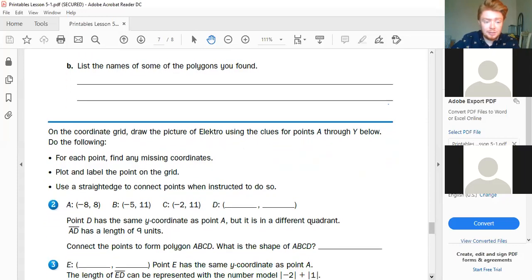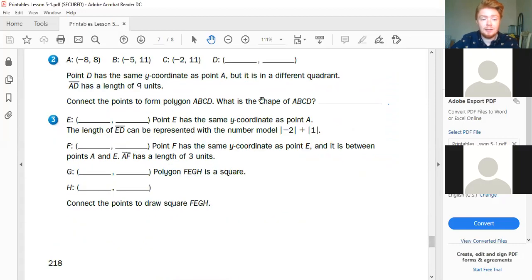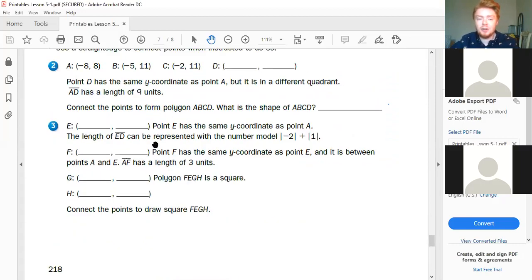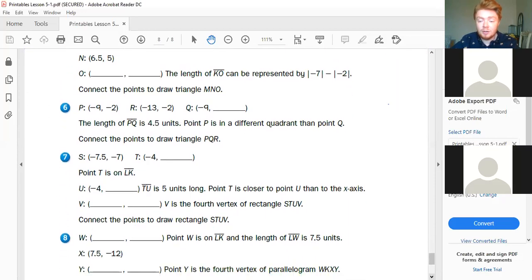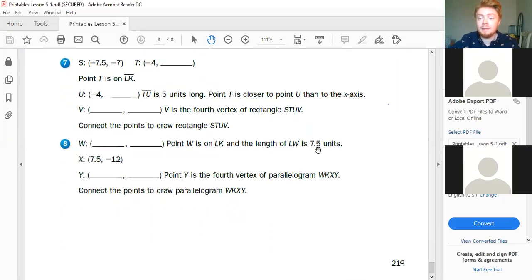And then it would do the same thing. We plot these points like we did today. So in theory, this would be your homework if I had papers printed out for you guys. And then I would make you plot it and then finish the square and then talk about it and stuff. So today's homework will be very similar. It'll be on Ed Puzzle and it'll be about polygons.